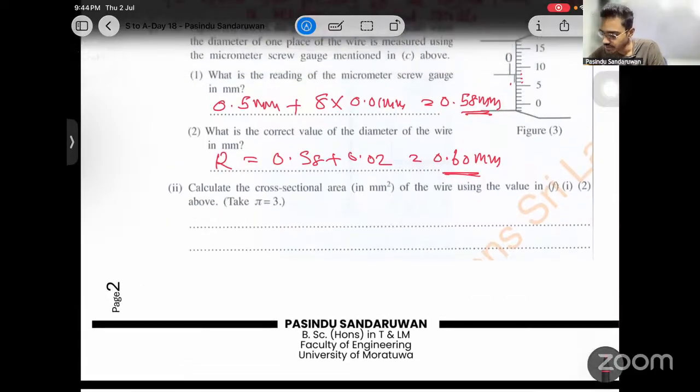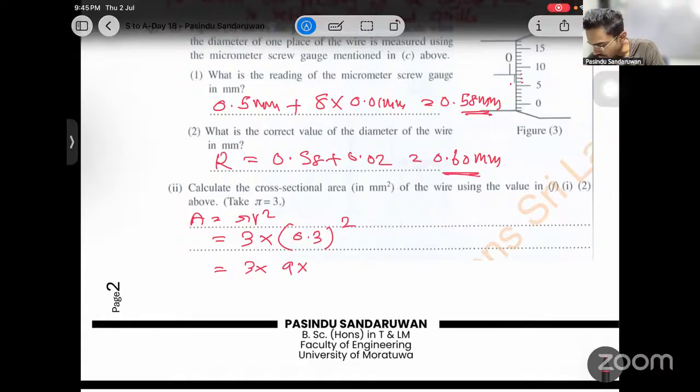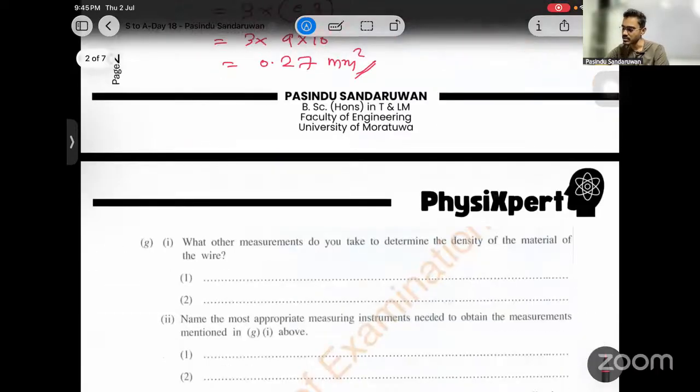Take pi as 3. Then A equals, we know area is pi r squared, no? Right? Pi is 3. And this is diameter 0.6. Then radius is 0.3 squared, right? Simplify: 3 times 0.3 means 3 times 10 to the power minus 1, then 9 times 10 to the power minus 2, 27, which means 0.27 square millimeters. 0.27 square millimeters, right? A small simplification.